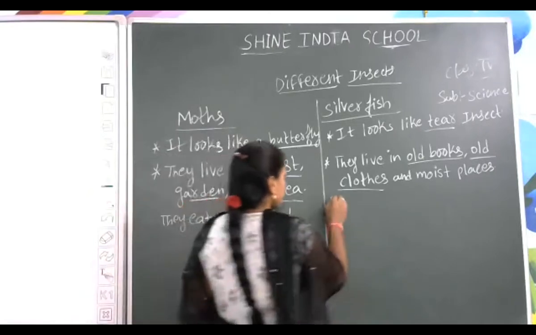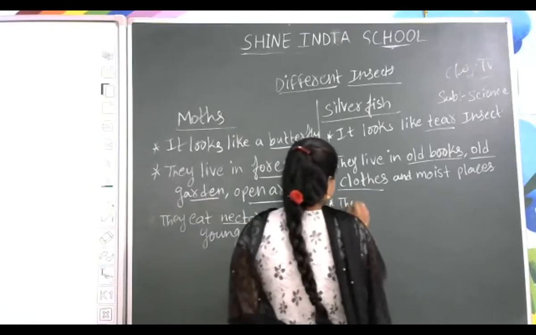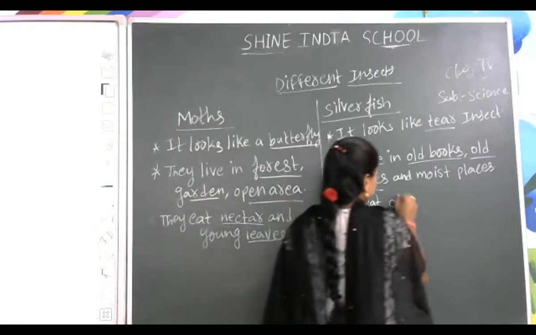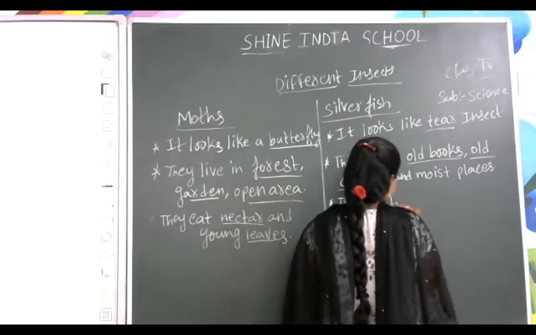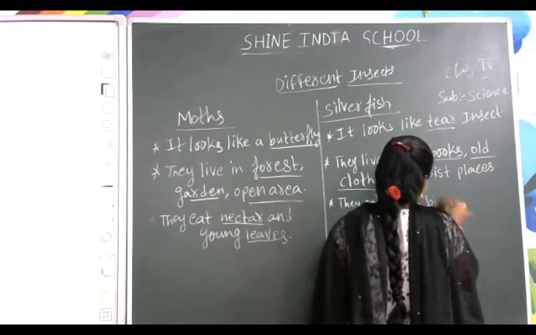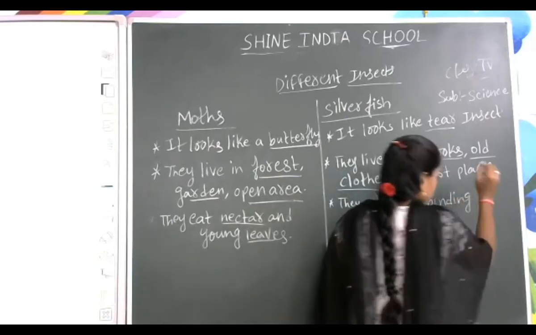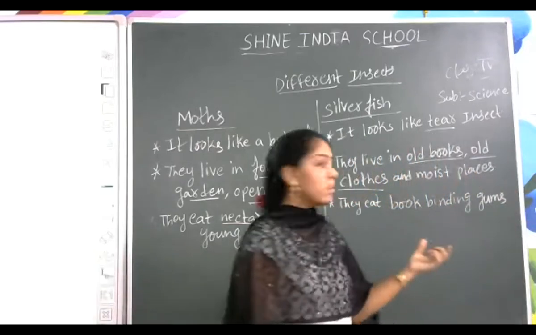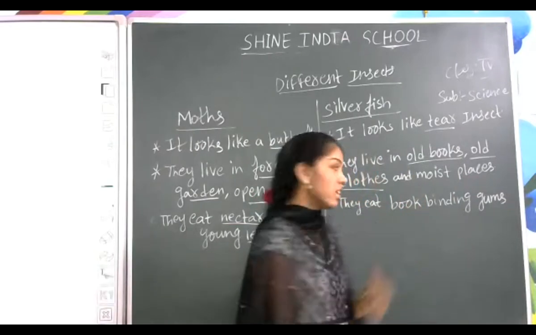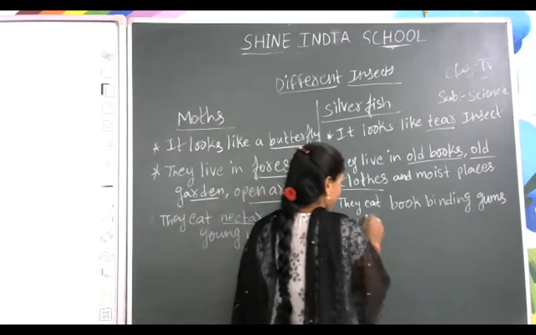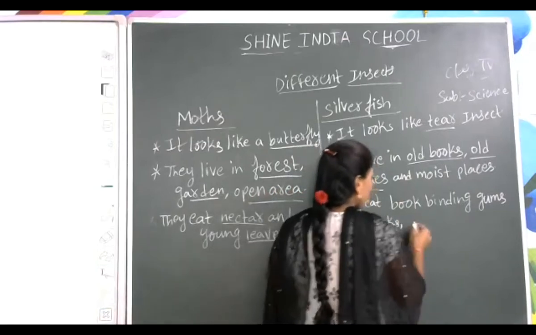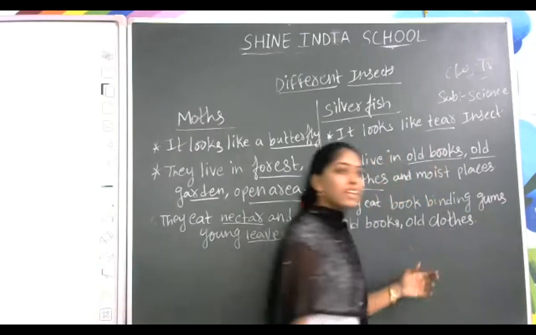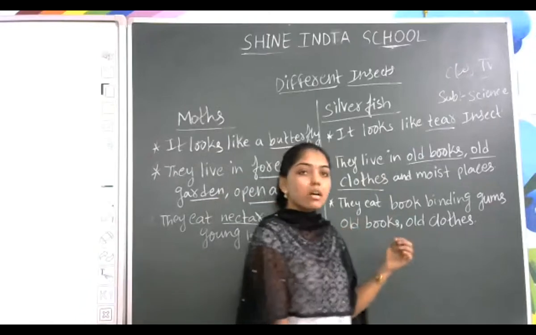So what about the silverfish? They eat book binding gums. What are they going to eat? They are going to eat book binding gums, as well as old woods and old plots also. There will be more plots also. Mostly, the main food item of the silverfish is the book binding.